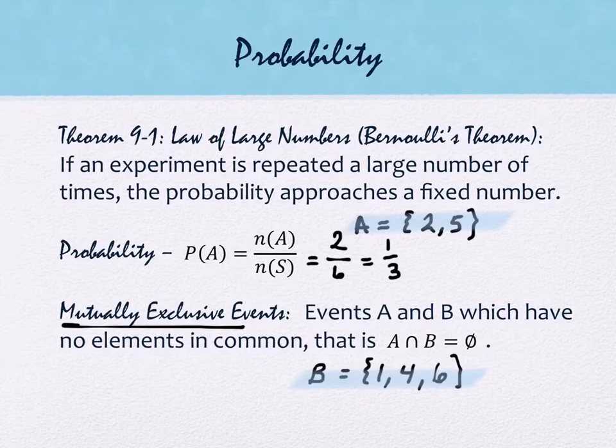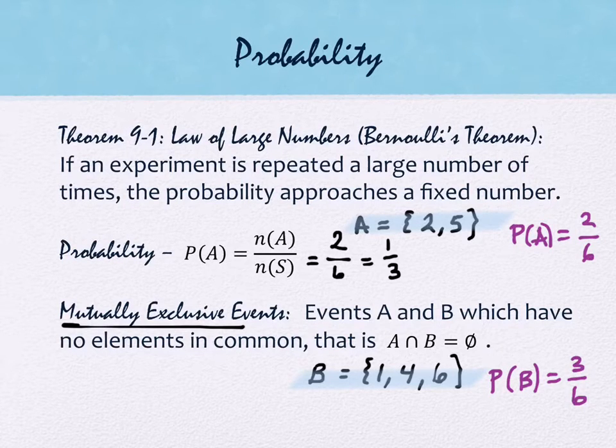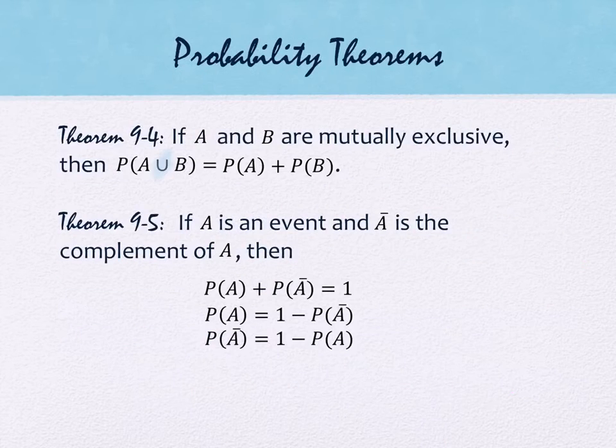And I could do it by adding them separately, like this as well. The probability of event A happening is 2 out of 6. And the probability of event B happening is 3 out of 6. So if I added those numbers together individually, I'd get 5 out of 6. And that's all this theorem is saying, is that if they're mutually exclusive, you can add their individual probabilities together, and that will work.